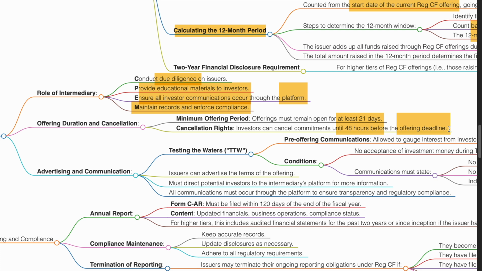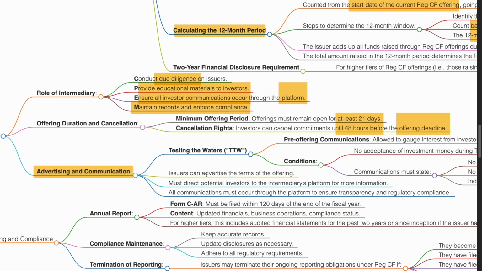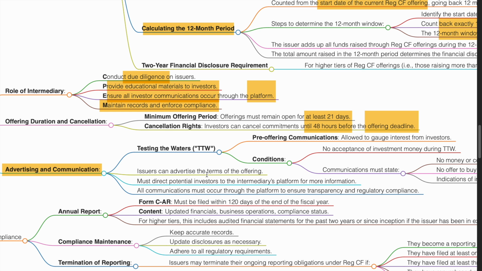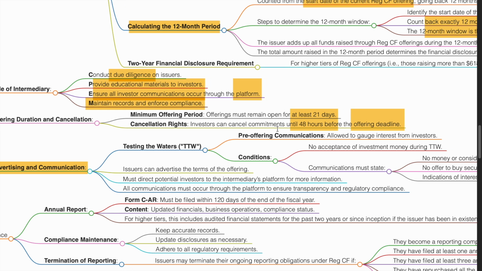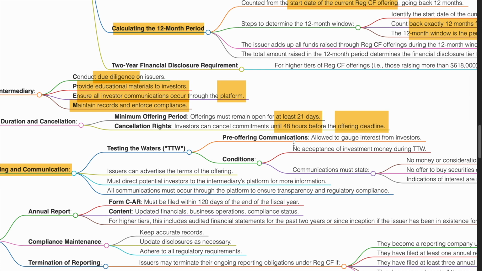they have a way of committing during a so-called testing the waters phase. That's TTW. And you know about this because it falls under the advertising and communication section of your trusty mind map. Because what does this mean? It basically gives the investors and indeed the issuers a way to test the waters. Are investors interested in their startup? And the idea is there are quite a few strict requirements.